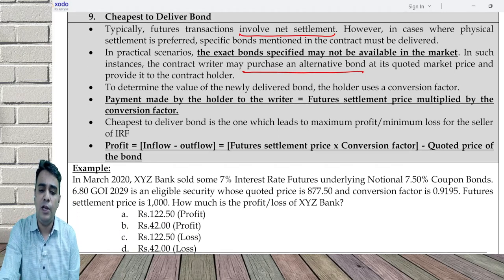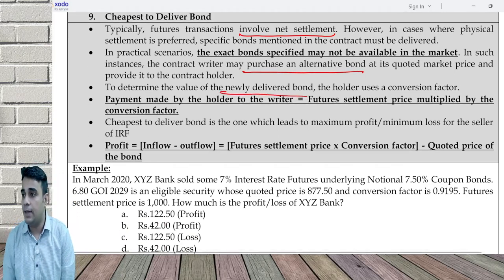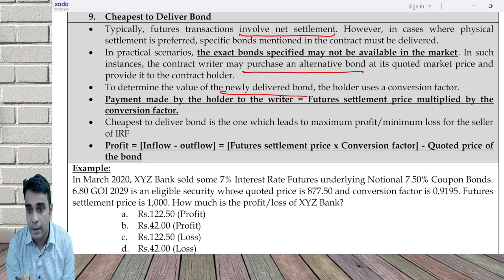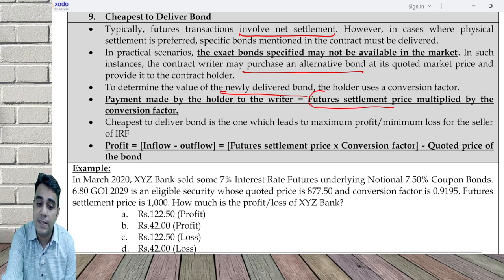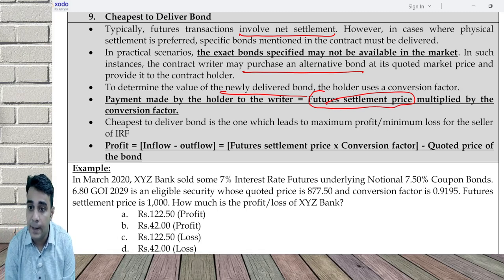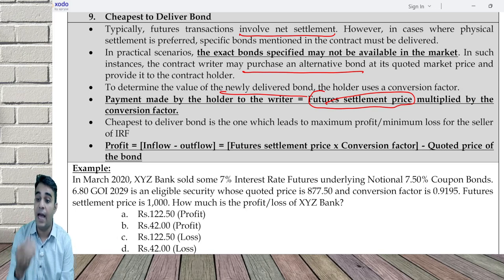They'll give something called a conversion factor. To determine the value of the newly delivered bond, the holder uses a conversion factor. So I gave you the bond, no? Now you cannot do net settlement. You have to give me money. What money will you give? Future settlement price multiplied by a conversion factor, which can be more than 1, less than 1. I did not give you your bond. I gave you something else. I will decide what to give.